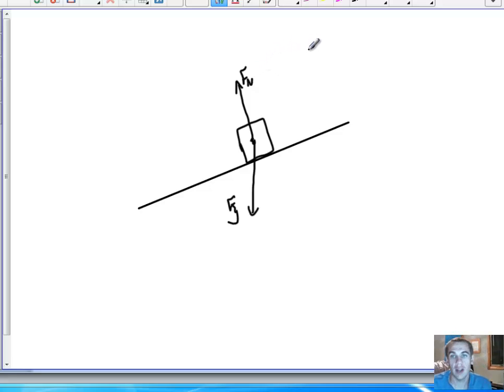Now this is an issue, right? We can only add vectors if they're in the same direction or in opposite directions. The normal force is pushing this way, gravity's pulling straight down, they're not in the same direction. I cannot add them together. Now the easy way to do this, as far as I'm concerned, is to say, if I know this angle, I can deal with some stuff. And we'll look at that in a minute.